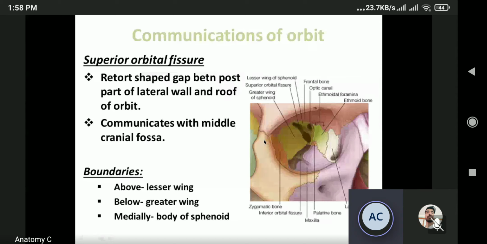What is the communication of the orbit? You can see this orbit will communicate through the superior orbital fissure, as we have discussed in our practical classes also. It is a retort-shaped gap between the posterior part of the lateral wall and roof of the orbit. It communicates with the middle cranial fossa, and it is bounded above by the lesser wing, below by the greater wing, and medially by the body of the sphenoid.